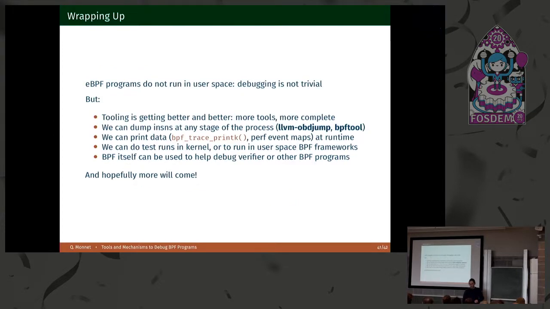So to conclude, debugging BPF programs is not trivial. We don't have a step-by-step debugger yet, but the tooling is getting better and better. We have more tools, more efficient. We can dump instructions and map contents at any stage of the workflow. We can print data when the program is running. We can do test runs in the kernel. We can run in user space BPF VMs. That's not the best we can do, but that can help debugging what's happening.